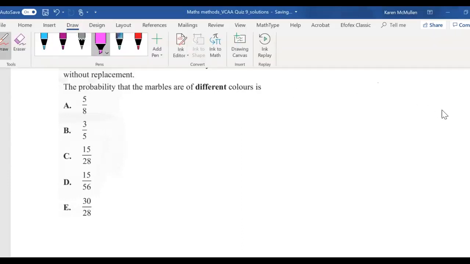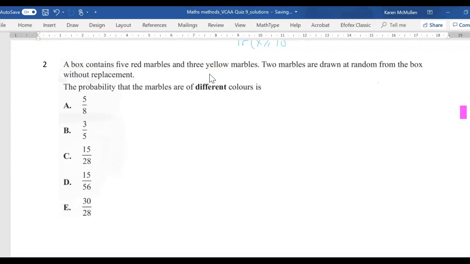Okay, so let's move on to question 2. A box contains 5 red marbles, so that's important, and 3 yellow marbles. 2 marbles are drawn, so that's important, at random from the box without replacement. So that's extremely important as well. With or without replacement tells us whether the events are independent or not.